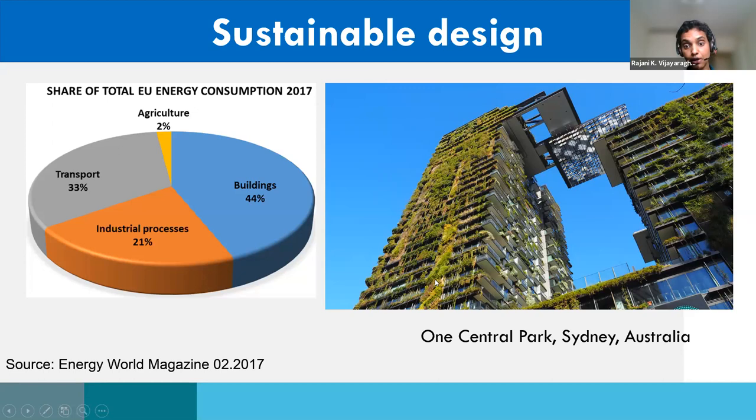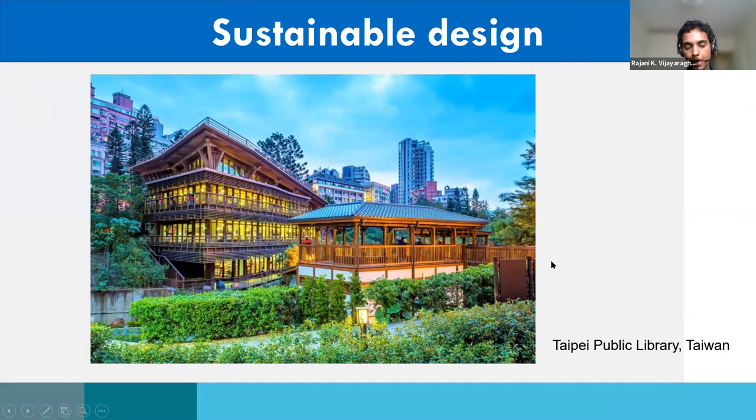And here are some examples of sustainable building designs. This is a vertical garden or hanging garden from One Central Park, Sydney, Australia. And there is another one, the Taipei Public Library. Both these buildings have an eco-friendly design, and they depend on renewable energy resources for their energy. They both also have the capability to capture rainwater to meet their water needs. So these are some examples of sustainable design.